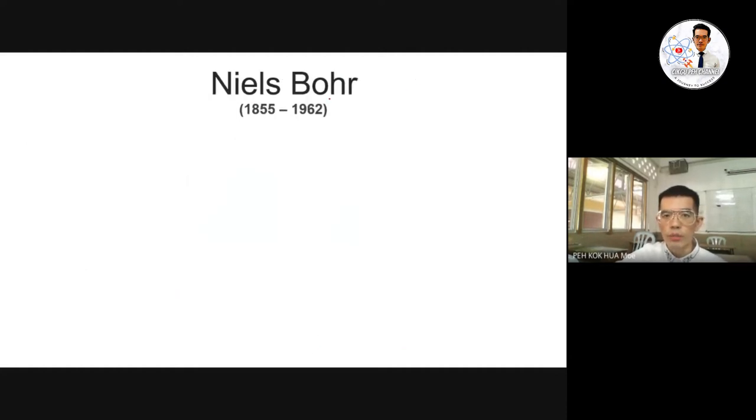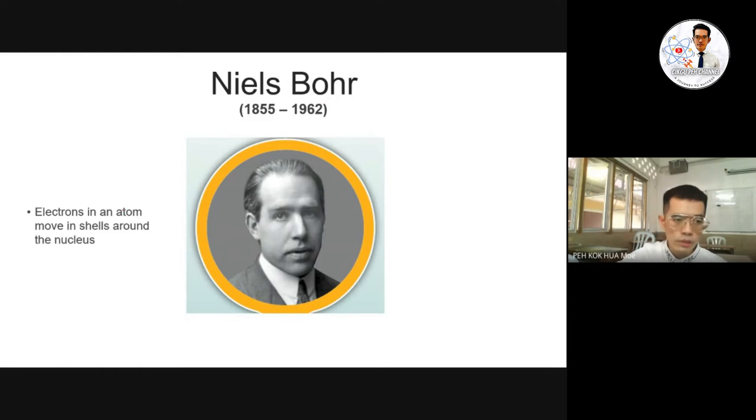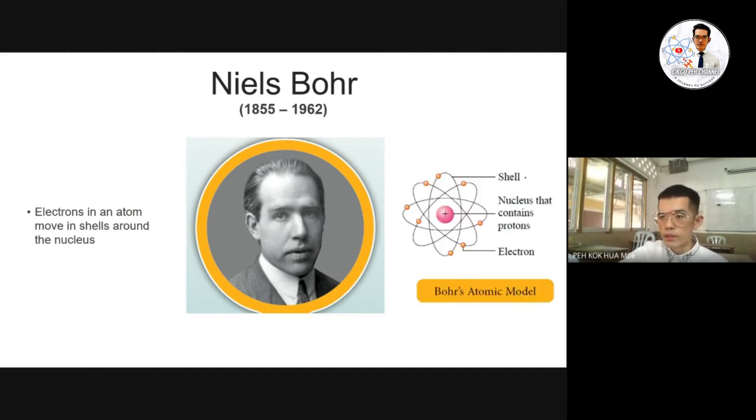So here is Bohr. Electrons in an atom move in shells around the nucleus. So it is mentioned that the electron is not just in the atom; it has its own orbit, or called a shell here. So this is the model of Bohr. The nucleus contains the protons, and the electrons move in their own shells.